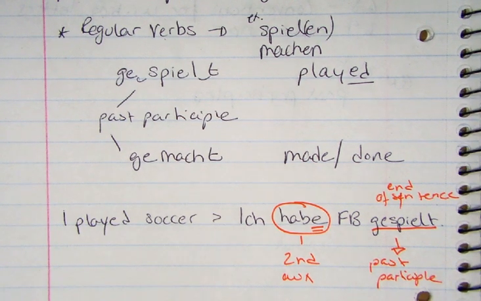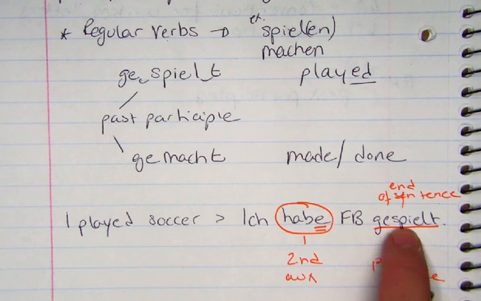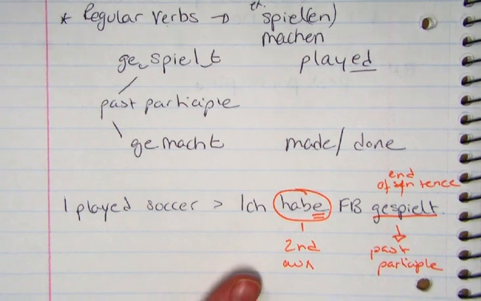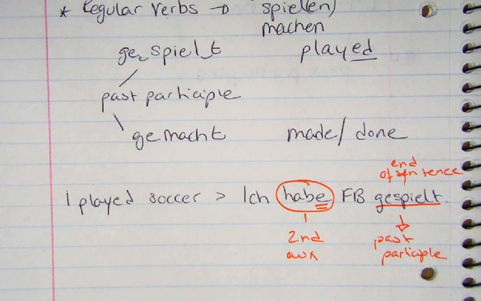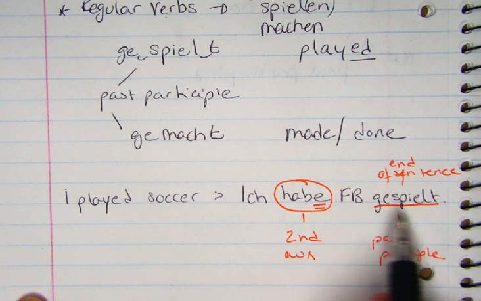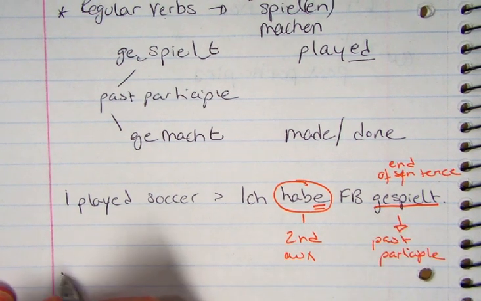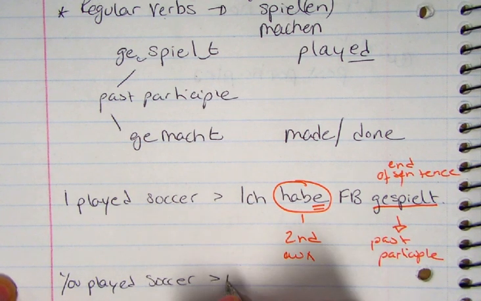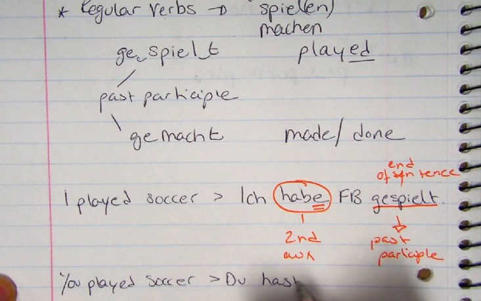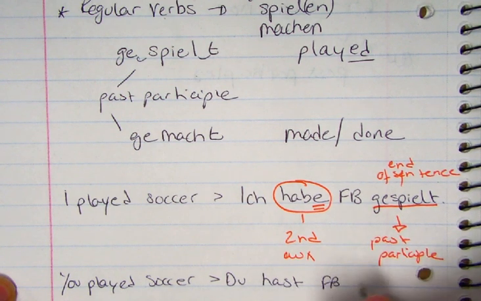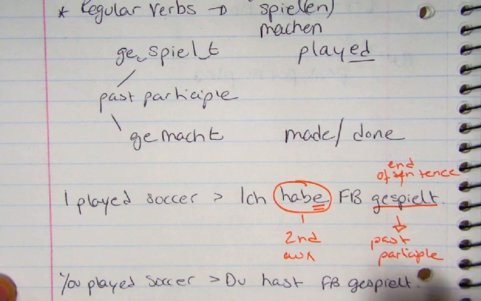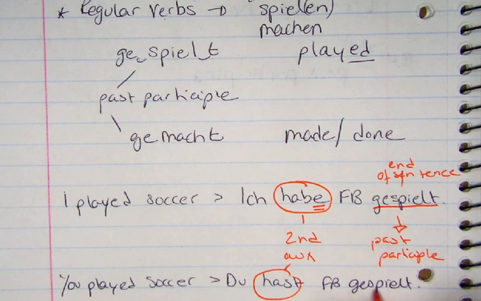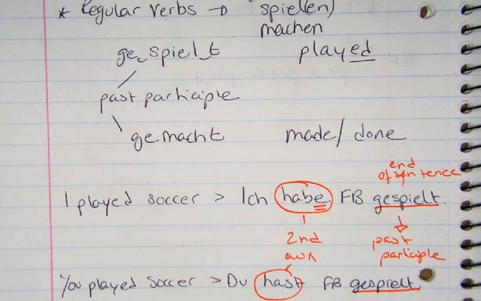Now, notice when you have a past participle, the past participle itself is always the same. You're not going to add any endings to the end of this. It stays consistent no matter what changes in the front. So this was "ich habe Fußball gespielt." I played soccer. If I were to say you played soccer, I would say "du hast Fußball gespielt." So notice, the only thing that changed is your helper verb in second place, your auxiliary. Everything else stayed the same.